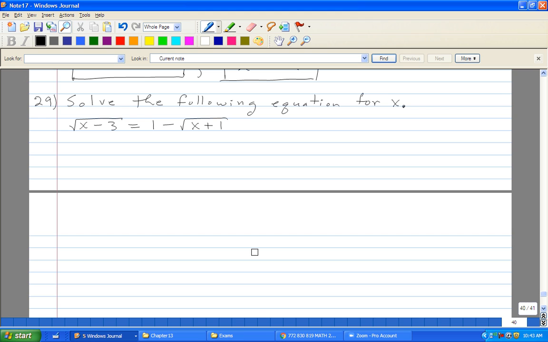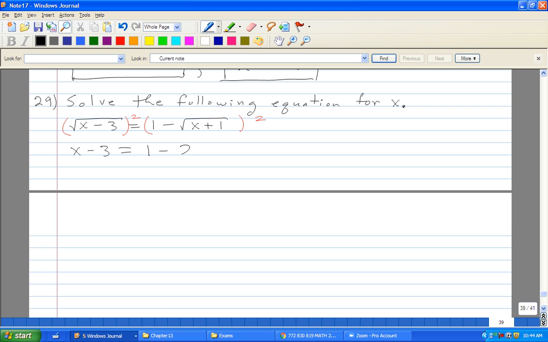So here I want to isolate one of the square roots, but notice that I can't isolate both of them. So this is as good as I can do. So let me just square both sides of my equation. I'll at least get rid of one of the square roots, and then I'll have to do the same trick again to get rid of the second square root. So the square gets rid of the square root by the special product formula.